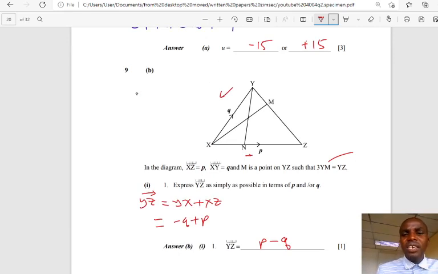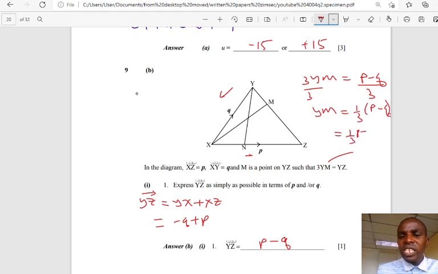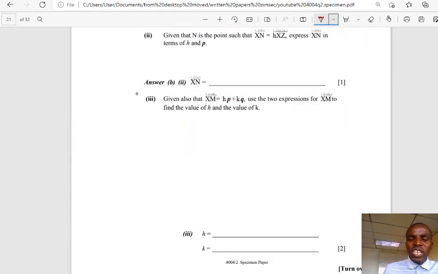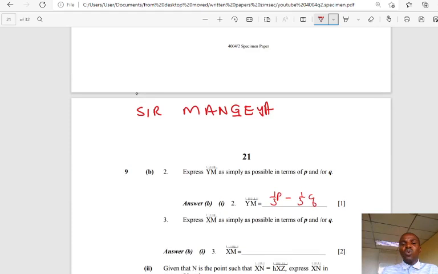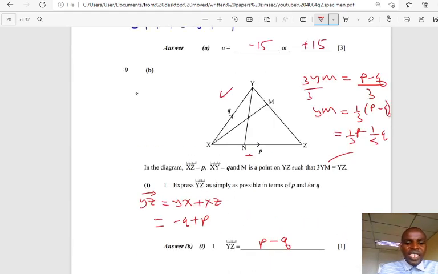So you can just substitute here. You say 3ym equals yz, which is p minus q. Then you divide by 3, so it will be ym equals 1 over 3 of (p minus q). Or we can remove the brackets: 1 over 3p minus 1 over 3q. So ym is 1 over 3p minus 1 over 3q. Then done.